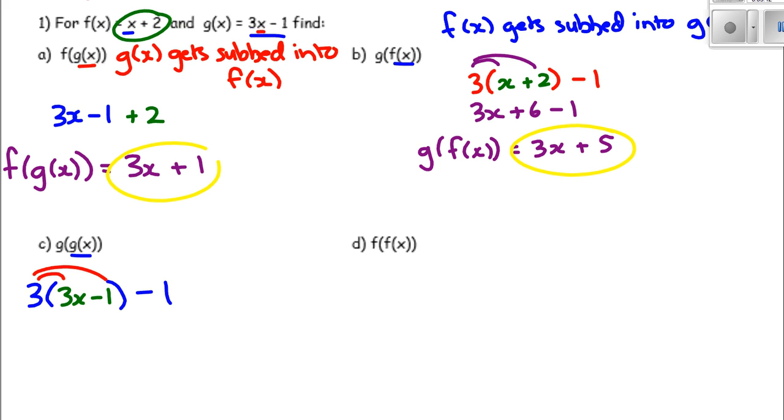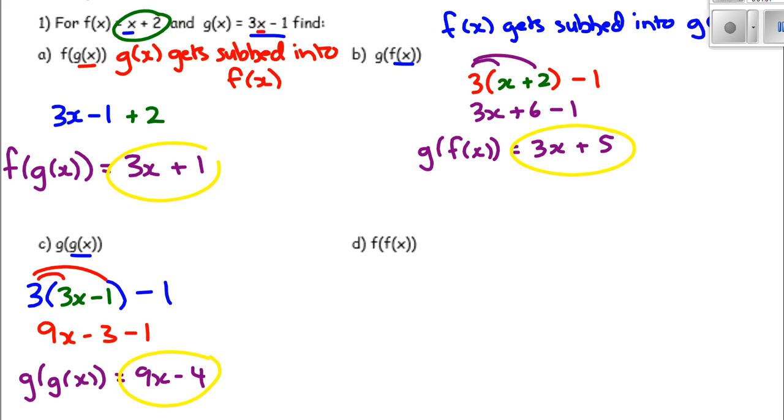So when you expand it, that becomes 9x minus 3 minus 1. So g of g of x equals 9x minus 4.